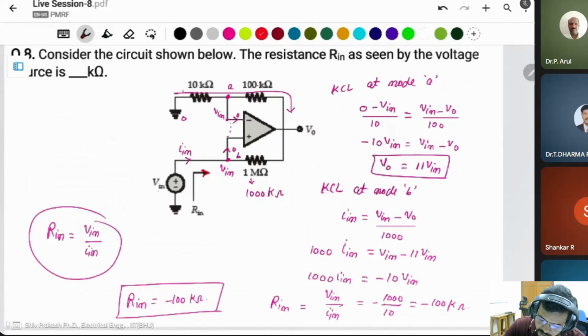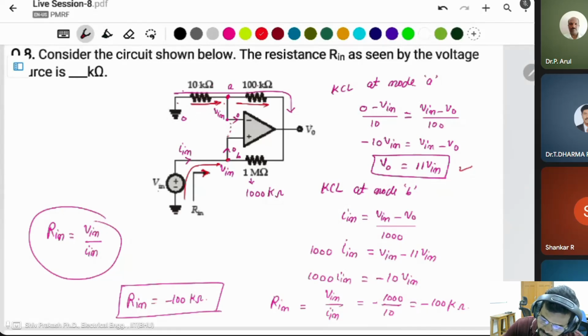Because the current into the op amp is 0, and because of the virtual short, this voltage V in is directly connected here, so this voltage is also V in at node 1. Then you have to apply KCL. It means this current is equal to this current. This current is 0 minus V in divided by 10, voltage difference divided by resistance. Same thing on the output side: V in minus V output divided by this resistance 100. In this case, we will get the output voltage as 11 V in.